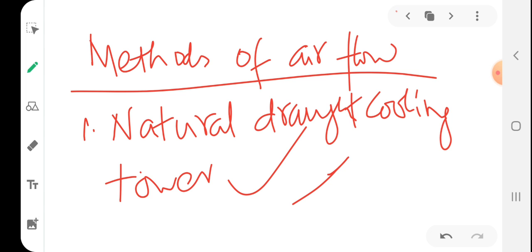And it may request a large space for installation. Okay, so there are various pros and cons for this natural draught system. You can read it in your textbook, while reading will be very useful.